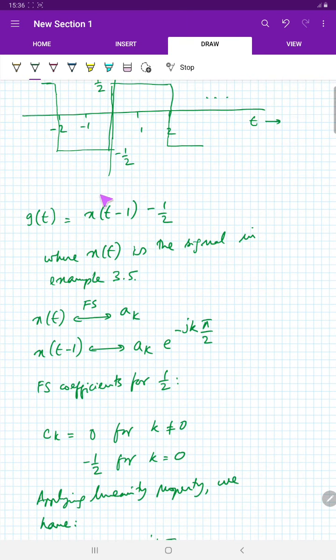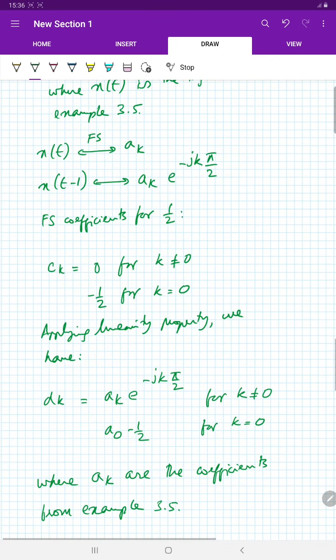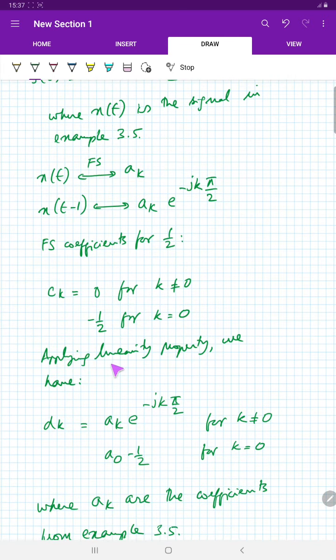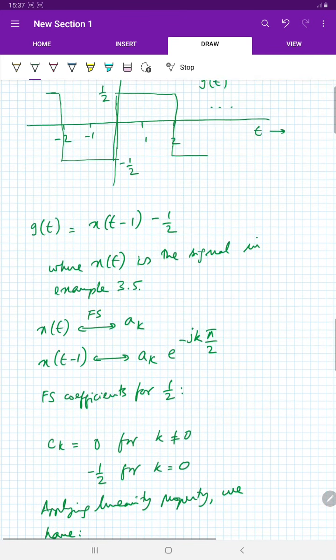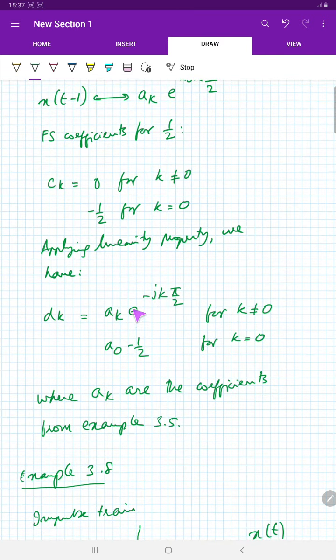Of course we have handled it for this one now. Now we should handle the Fourier series for half. That can be easily done because it is a constant, so it has only the DC component, and all the other non-zero coefficients are 0. This is a linear combination of 2 signals, x of t minus 1 and the constant signal half. By applying the linearity property, we get dk, which is the Fourier series coefficients of the signal which we want, and by applying this, we get this formulation.